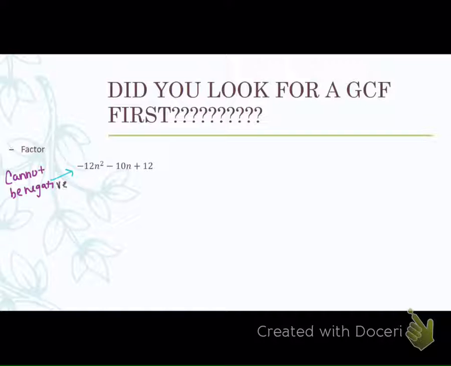So what is your GCF of 12, 10, and 12? So you take it out as a negative 2 to switch all the signs. I'm not going to finish this one. You need to try it from here. Okay, do you guys understand that?